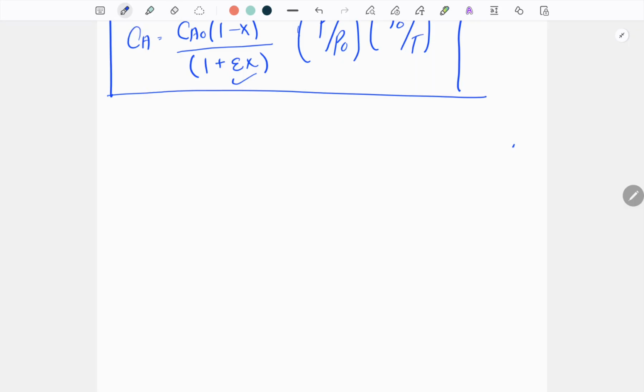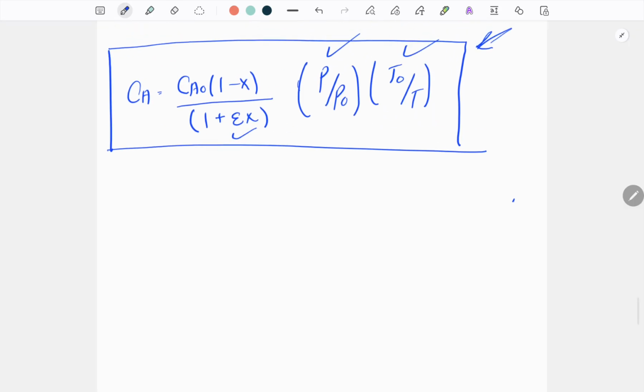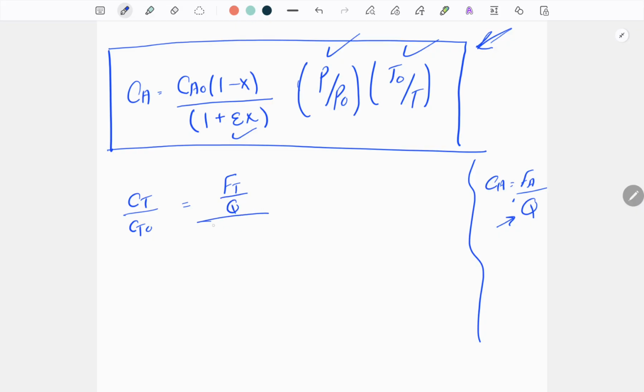Let's go ahead and derive this equation right here. To begin, we first start with the total final concentration over the total initial concentration, which will equal, as we've done previously, we know that Ca equals the molar flow rate over the volumetric flow rate, which is Q in this course, just to avoid any confusion. So Ct will equal Ft over Q, and Ct naught will equal Ft naught over Q naught.